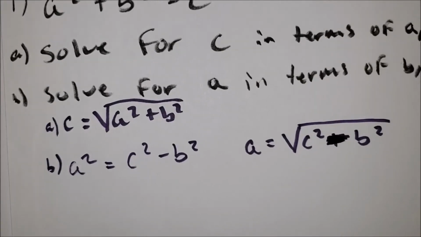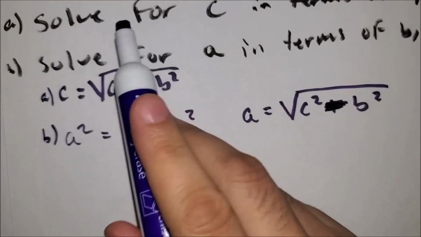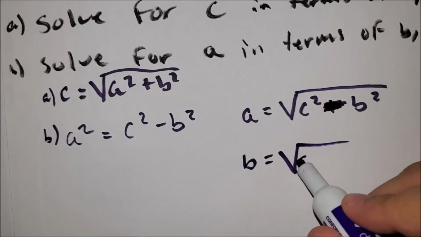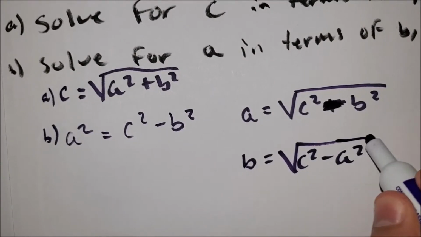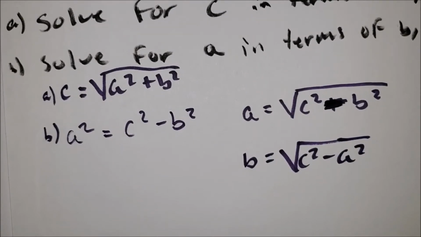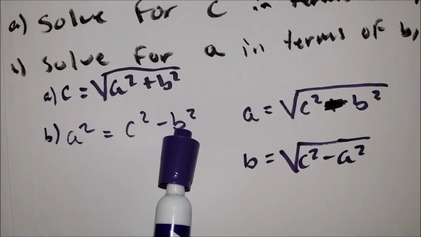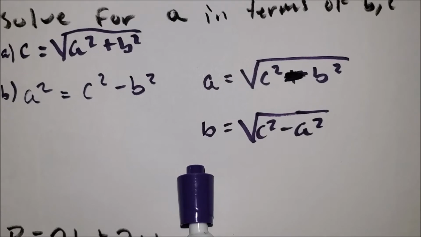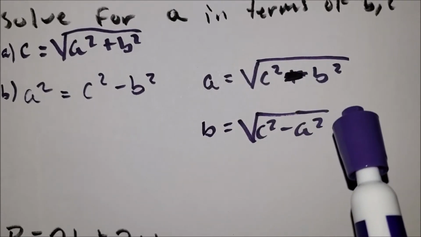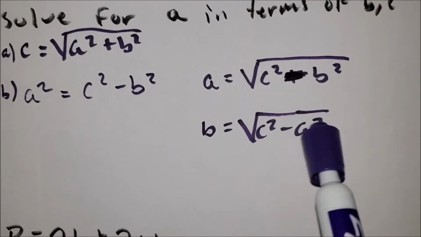And that's how you solve for the different variables. If you were to solve for b, you would simply have subtracted a squared from both sides instead of b squared, and you would get b equals the square root of c squared minus a squared. So this is useful if we don't know a, but we knew c and b, or if we didn't know b, but we knew c and a. That's why we do these solving in terms of other variables within a formula, so that we can determine the one that we don't know if we know the others.